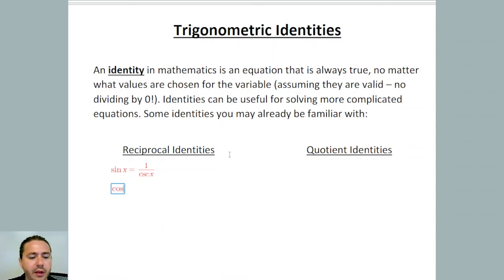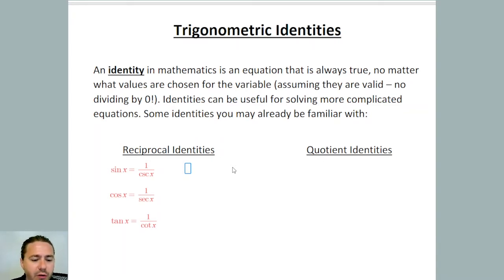Another one would be cosine of x equals 1 over secant of x. Right? Those are reciprocals as well. The third one would be tangent of x equals 1 over cotangent of x. And the reason why we're writing these out is because we want to be able to use these as tools to help us solve equations. So once we go over all the identities, we'll go back and see how that applies to maybe some more complicated equations.